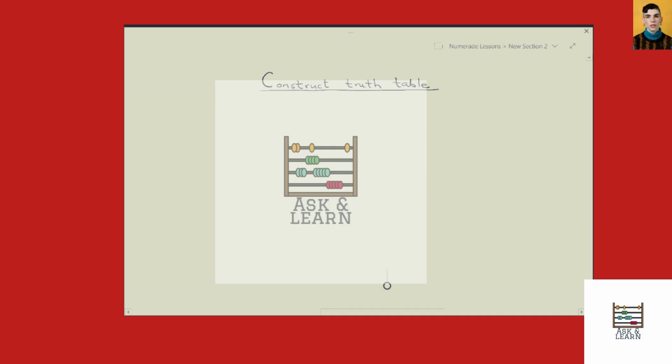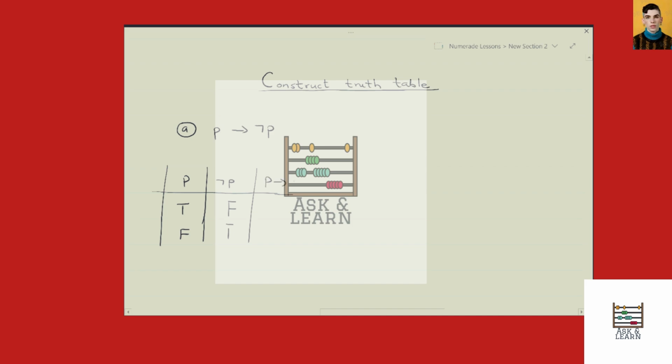In this lesson, we'll construct the truth table for these logics. So the first one is P implies the negation of P. So we have the P here that composes the true and false statements. Then we have the negation of P, that is false and true.